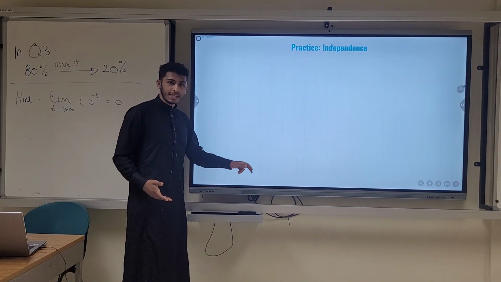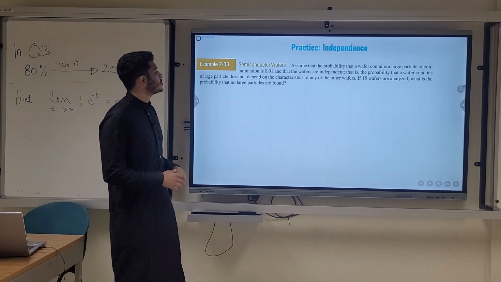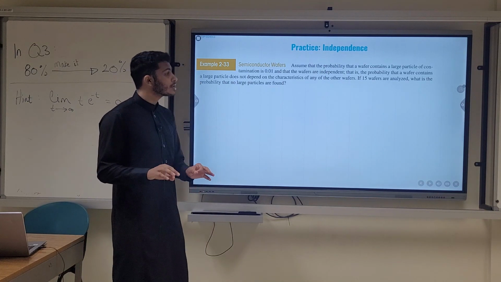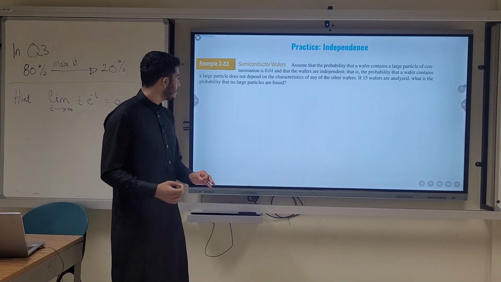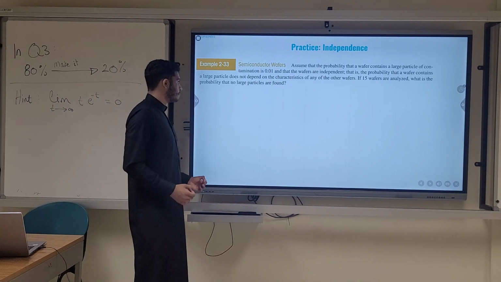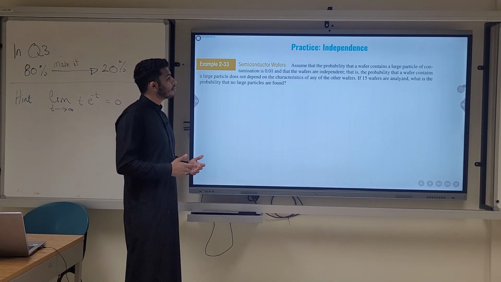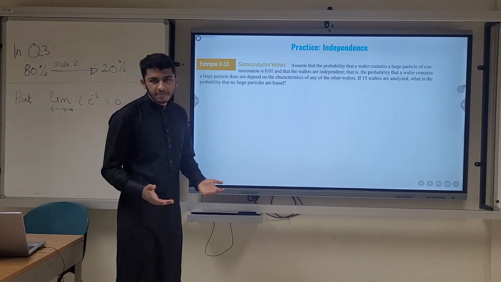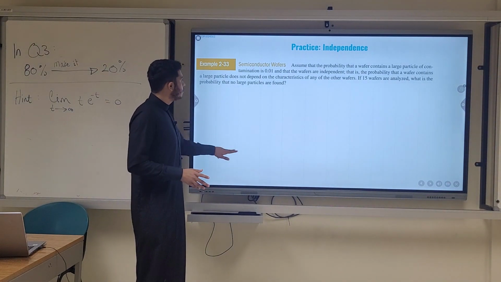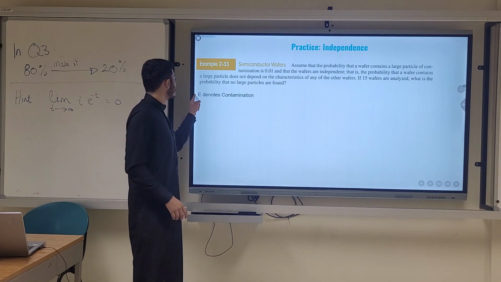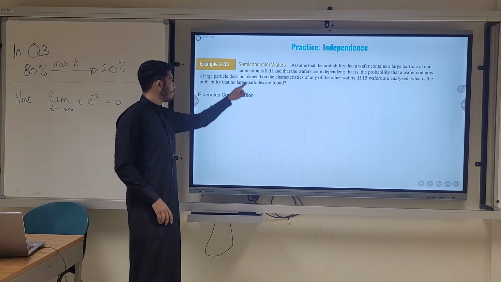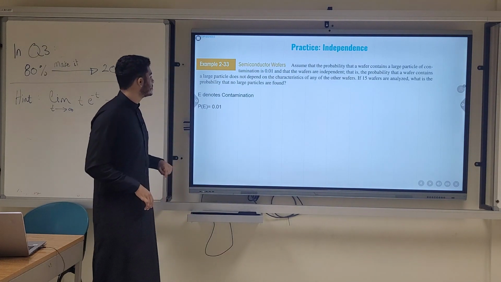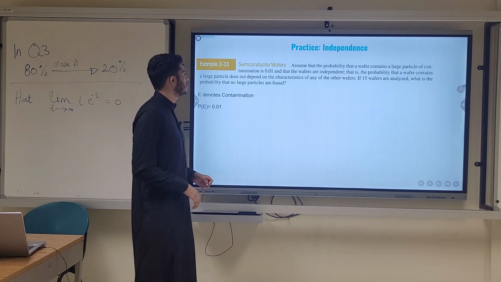Now let's have a question on independence. Let's say that we have this question here. The question says that the probability that a wafer contains a large particle of contamination is 0.01. So this number denotes the probability that our wafer has contamination in simple terms. So I'm going to denote this event with the letter E, and the probability for this event, that the wafer has contamination, is 0.01. Let's continue reading the question.